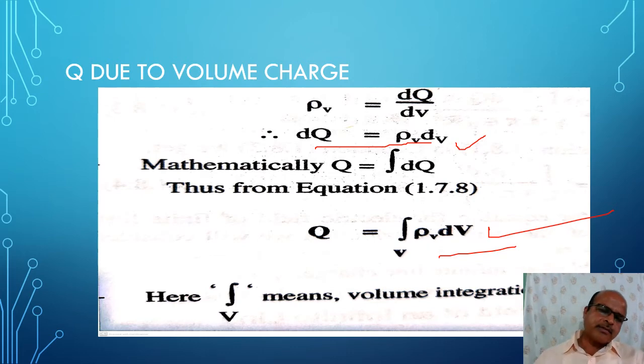In some problems, the volume charge density is given and we have to find the point charge, that is, Q is equal to the integral over V of rho v dv. Here dv is a differential volume, and we have taken it in different coordinate systems. The differential volume for Cartesian is dx dy dz. Similarly, for cylindrical and spherical, we have to put in the value and solve the integral.